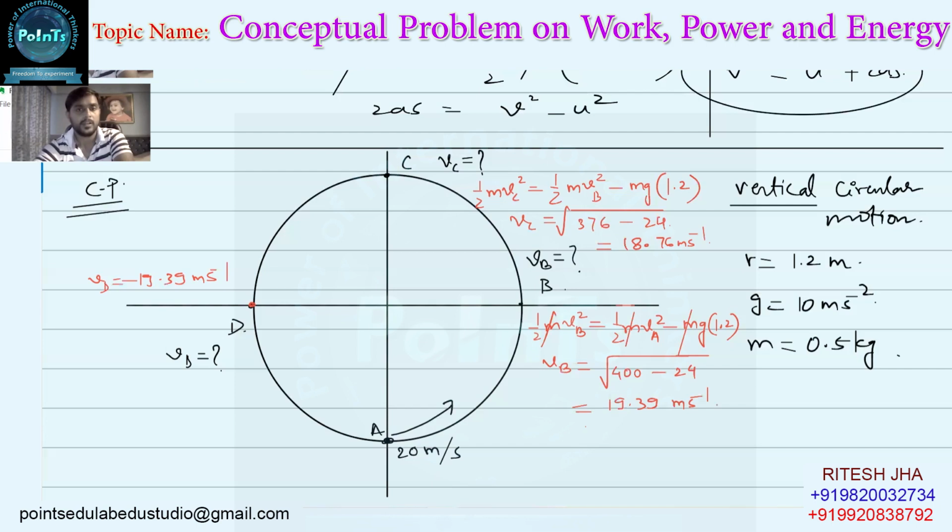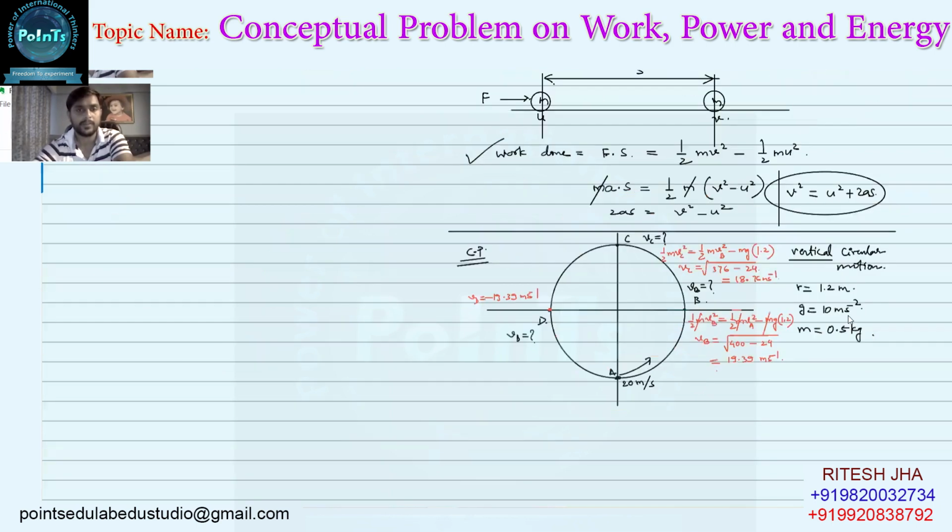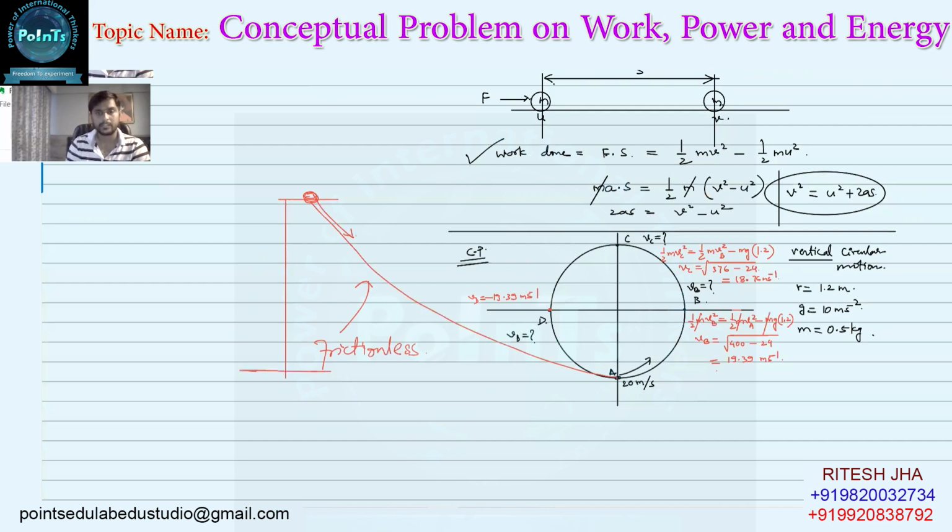Now over here, I'm saying that this is basically coming from a specific height from here. It was sliding downward on this frictionless surface on which it is sliding. So what is this height?